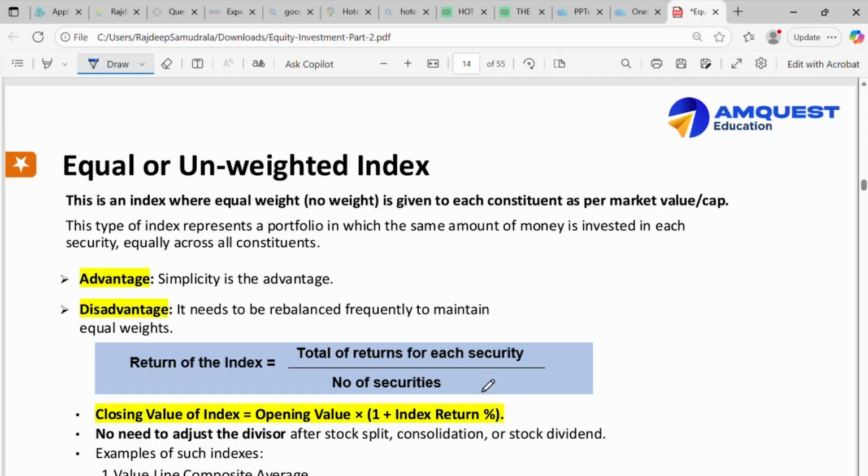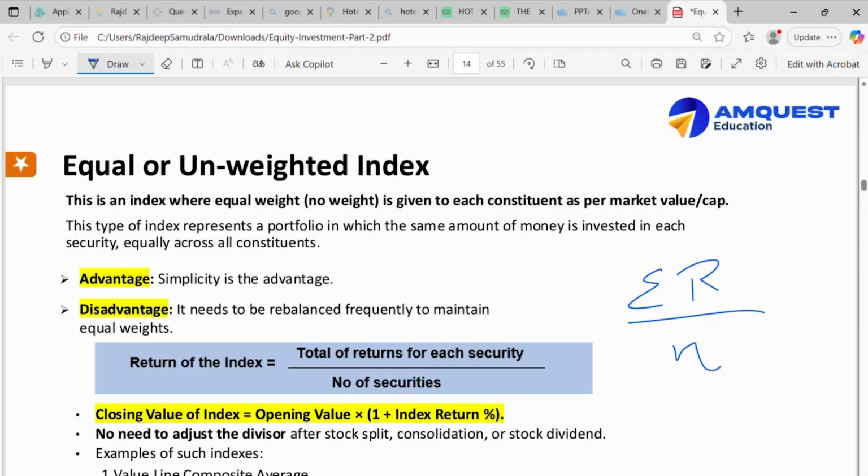How do you find the return of this index? Simple, because it's all unweighted. All you have to do is find the returns of all the securities and divide by n. That's it. So just add the returns, sum of the returns, divide by total number of securities where all of them have an equal weighting.